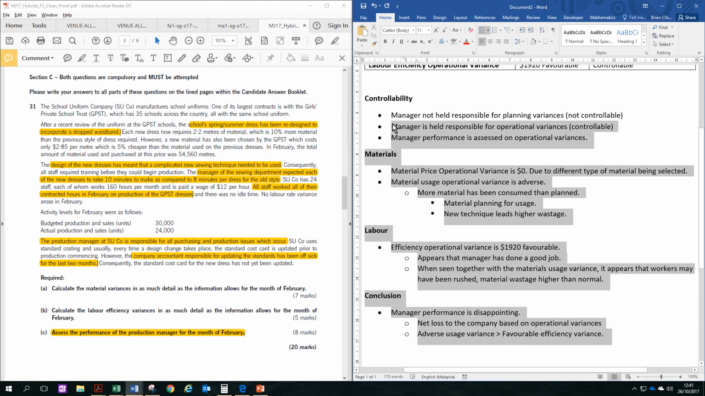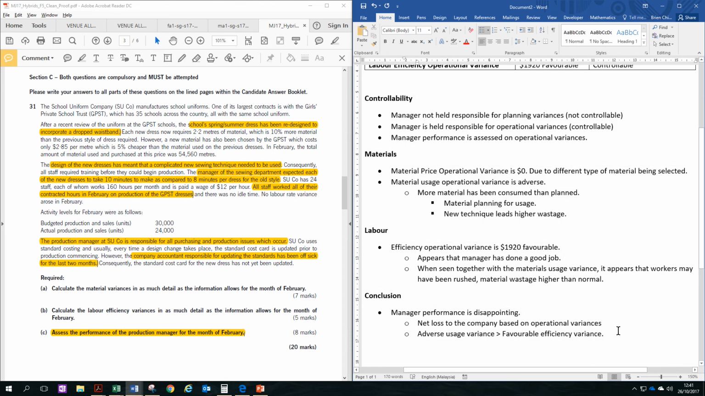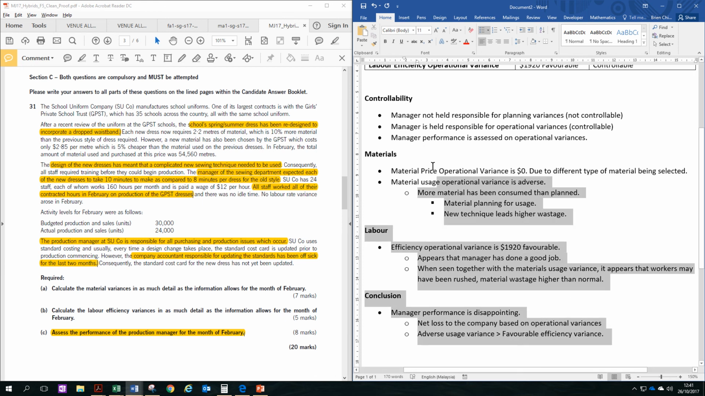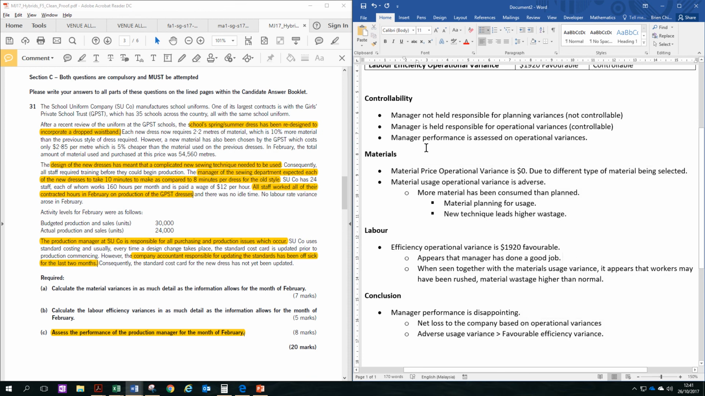So if you write like this, would you get full marks? You should, because you've covered all the major points which have been given. The examiner's answer is very long, so I've written it in point form so it's easier for you to understand and apply your knowledge in the exam. Okay, so controllability, materials, labor, and conclusion, 8 marks.